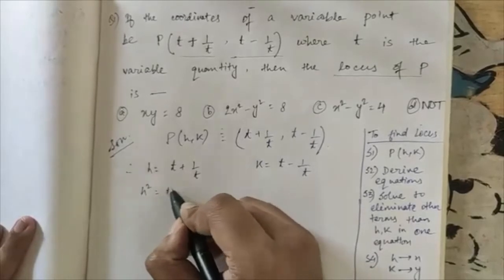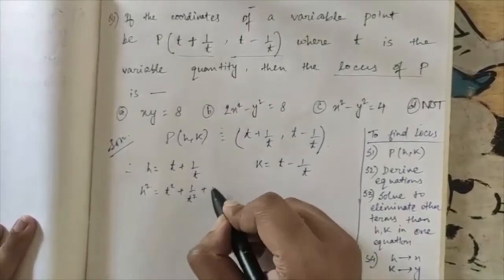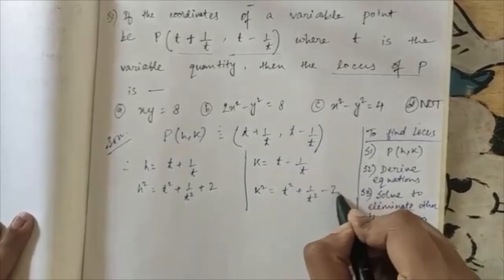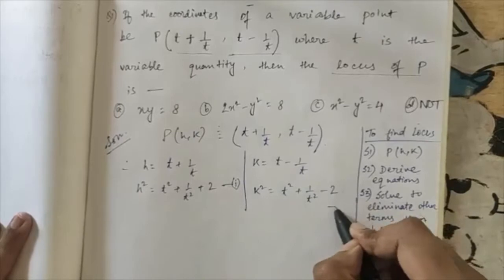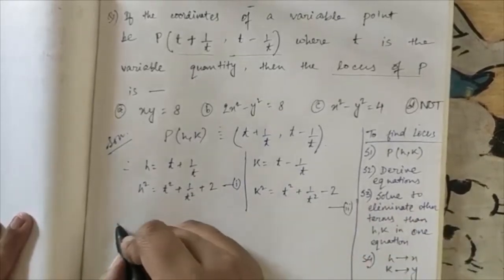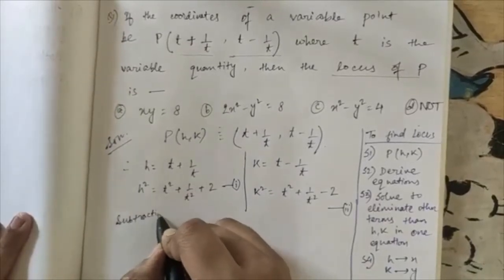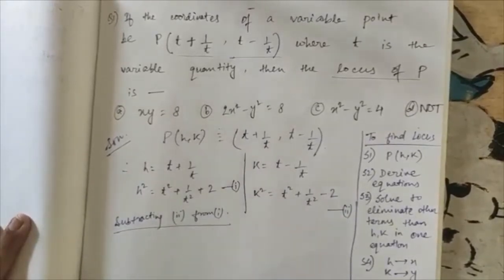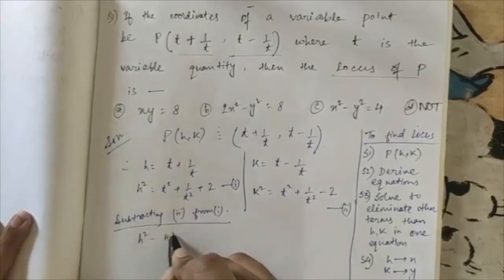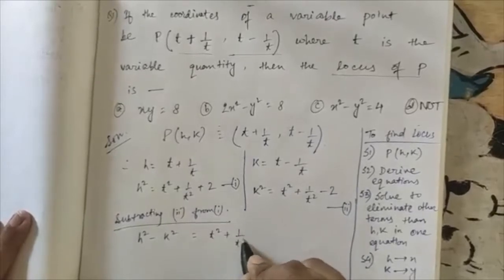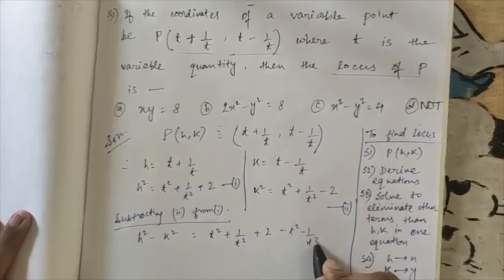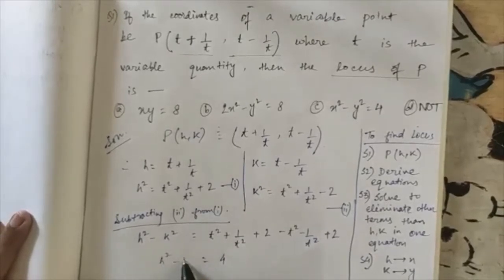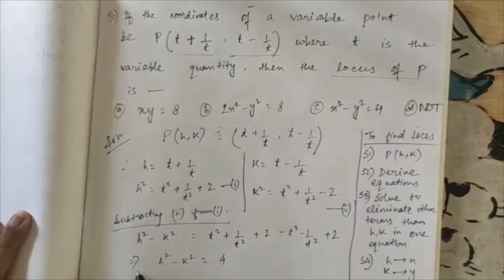So now squaring both sides, we get h square equal to t square plus 1 by t square plus 2, and k square equal to t square plus 1 by t square minus 2. Let's take these two equations as equation 1 and equation 2. Subtracting equation 2 from equation 1, we get h square minus k square is equal to t square plus 1 by t square plus 2 minus t square minus 1 by t square plus 2. By cancelling t square and 1 by t square, we get h square minus k square is equal to 4.